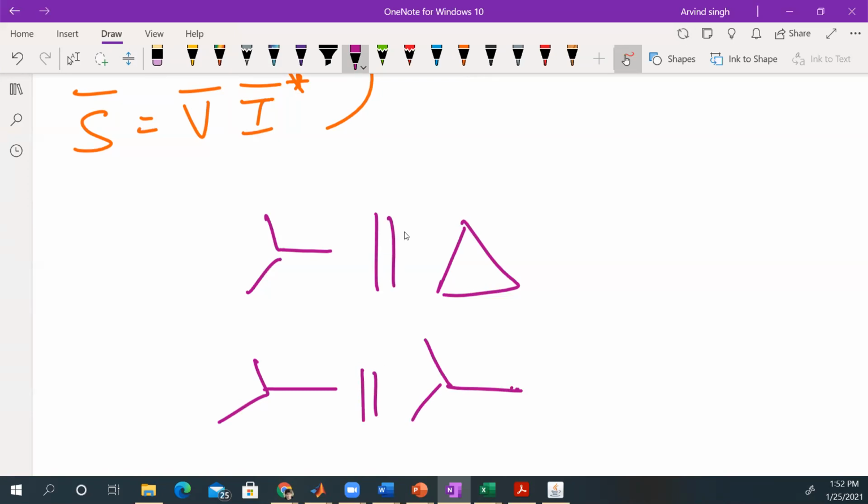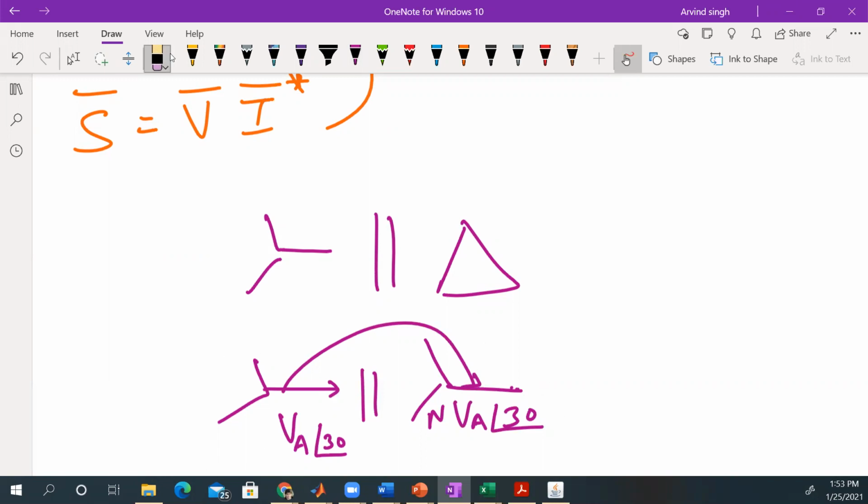Now on this side, if you have here VA angle 30, and you get here, say, N, which is your turns ratio, VA angle 30, right? It maps phase directly onto phase. Good. So the line-to-line voltages, everything here will be the same. The only thing that will be different is the magnitude.